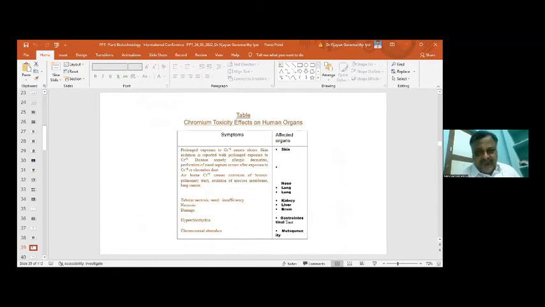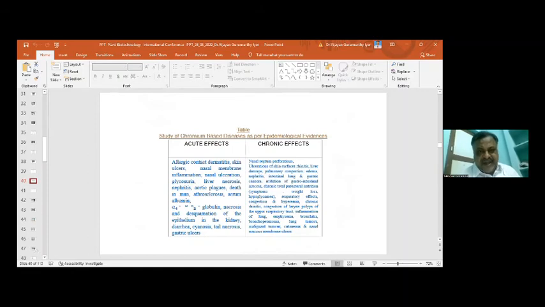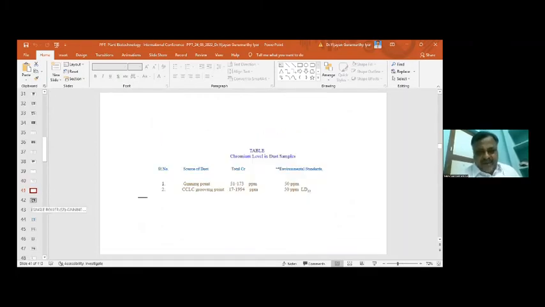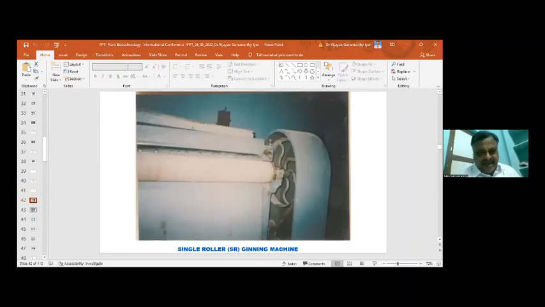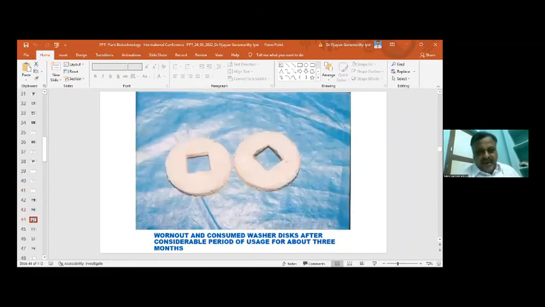Chromium toxicity affects various organs in our body: skin, nose, lungs, kidney, liver poisoning, and brain disorders, and lung effects that can even lead to COVID-19, the byssinosis disease. Byssinosis is a cotton disease, a chronic lung disabling disease among workers, with acute and chronic toxicity, and the chromium pollution level is monitored here. This is the single roller ginning machine, and how the rollers wear due to the dust-producing grinding action in the process.